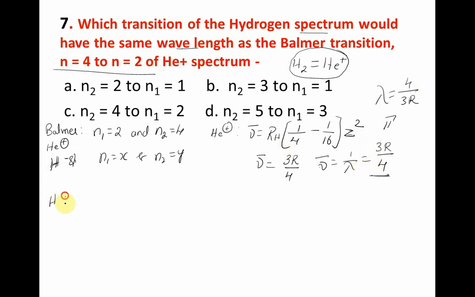For the hydrogen spectrum, mu bar is equal to RH into Z square, means 1 square, times 1 by n1 square minus 1 by n2 square. This value I have already calculated. What is that?